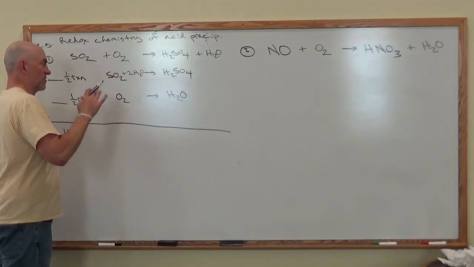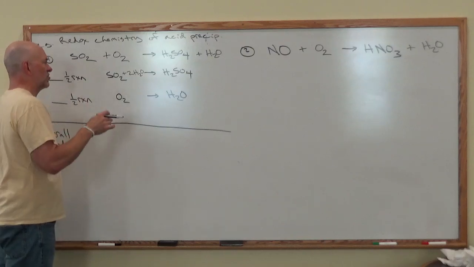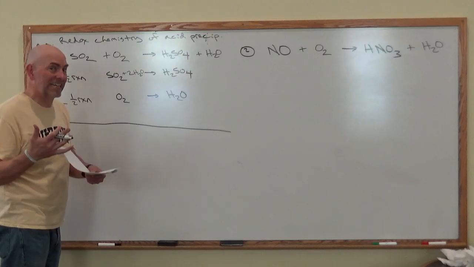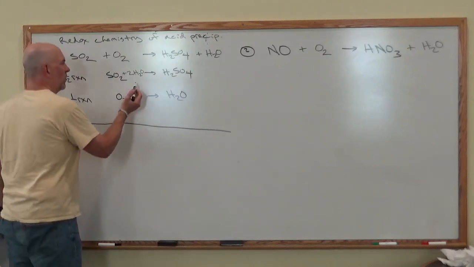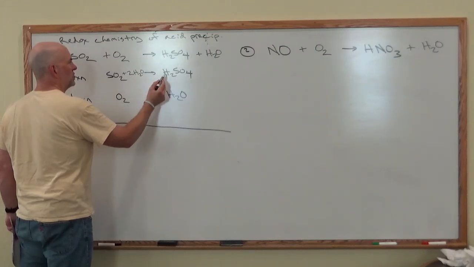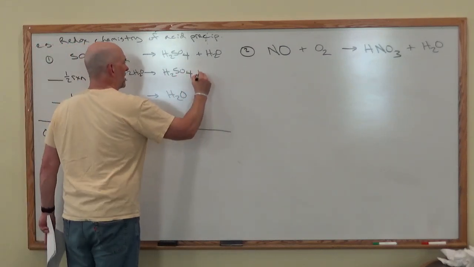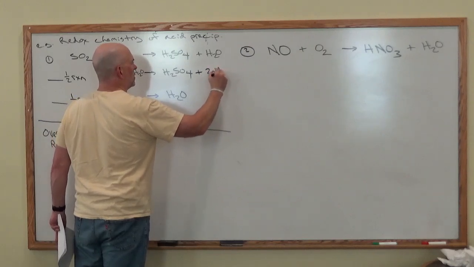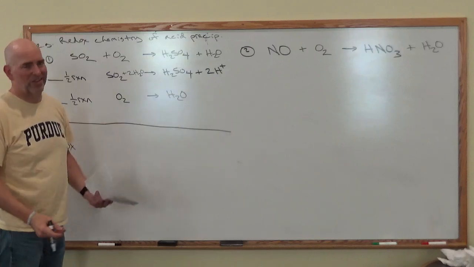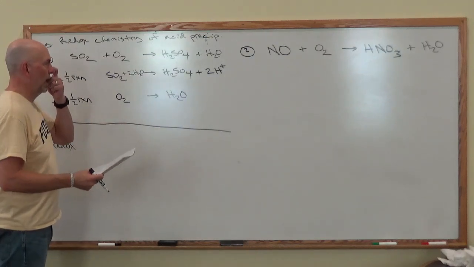And the second to last step is to balance the hydrogen using H+, because these are all taking place in an acidic environment. So I've got 4 hydrogens here, 2 hydrogens here. So I'm going to add another 2 hydrogens using H+, and I'm just going to look at my notes here, because I'd rather not make too many mistakes on a video.